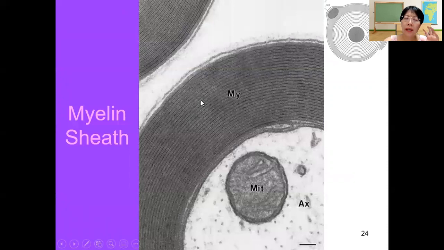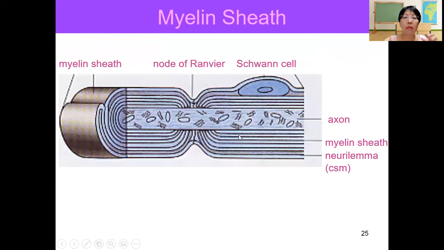So this is an electron micrograph showing you the layers of cell surface membrane that arrange in concentric circles around the axon to form the myelin sheath. And here is the axon where you can see the mitochondrion inside the cytoplasm in the axon. So this is a diagram to show you the longitudinal section, the axon with its organelle like mitochondrion. And this is the Schwann cell, this is another Schwann cell.